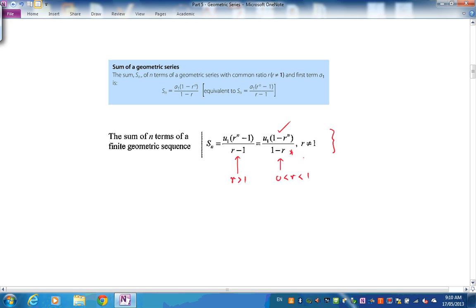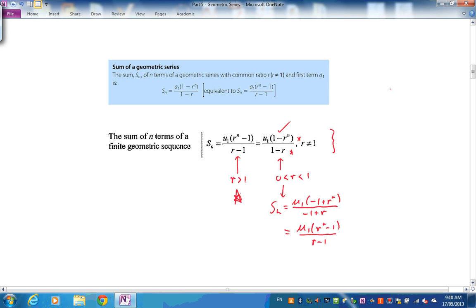Let's have a look at the connection between the two. We derived this one, and so let's multiply top and bottom by -1 in this one. So this becomes u1, and this will be -1 plus r to the n, multiplying through by -1, multiply the bottom through by -1, then just putting it in a different order, we've got r to the n take 1 over r take 1, which is this one over here. So they are equivalent. One is multiplied by a negative top and bottom to get the other.